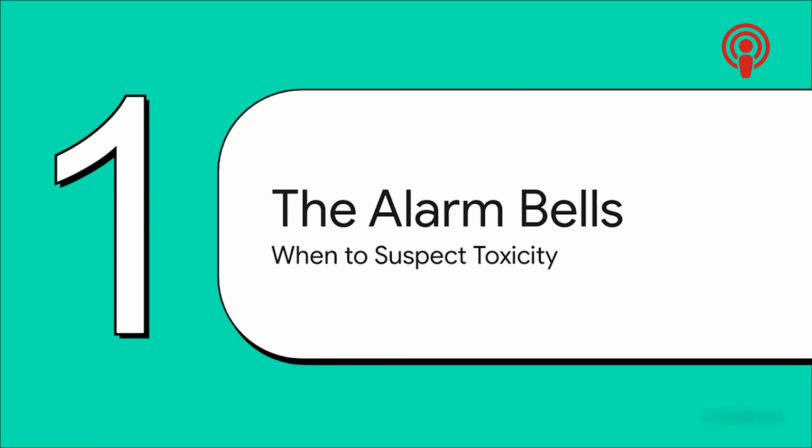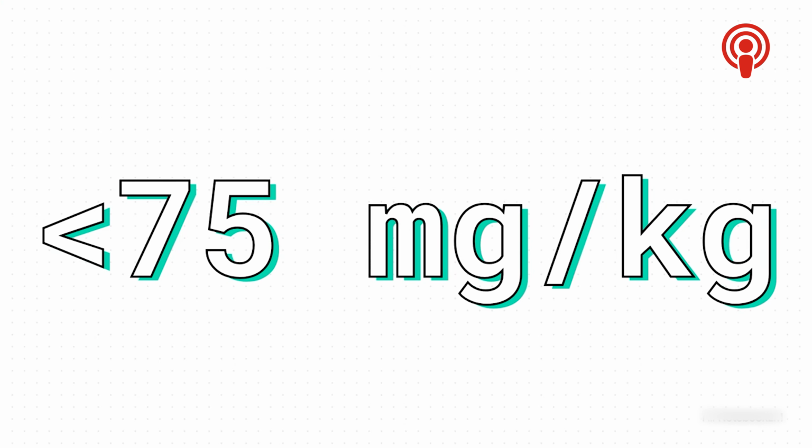Okay, so picture this. You're a doctor in a busy ER. When do you start getting seriously concerned about paracetamol toxicity? Well, it really boils down to the dose. It's all about the numbers. So here's the first number you need to know. If someone's taken less than 75 milligrams per kilogram of their body weight, you can breathe a little easier. Severe toxicity is pretty unlikely at that dose. It's kind of like a safety threshold.